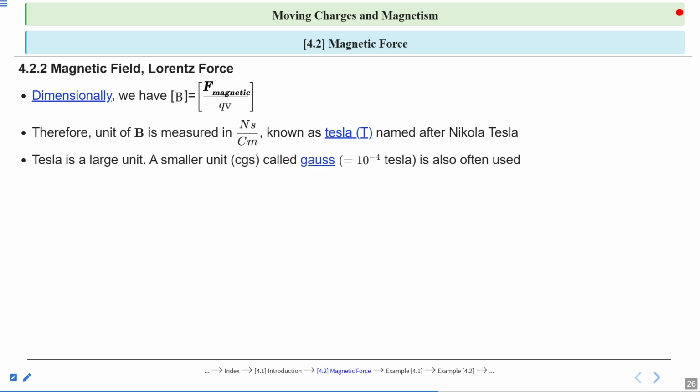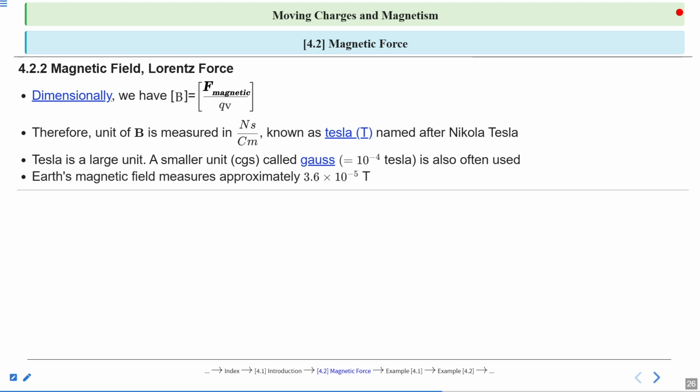Tesla is a large unit. A smaller unit, that is the CGS unit called Gauss, which is 10 raised to power minus 4 Tesla, is often used. Earth's magnetic field: you can see the value of Earth's magnetic field. It is approximately 3.6 into 10 raised to power minus 5 Tesla, which is a very weak field.